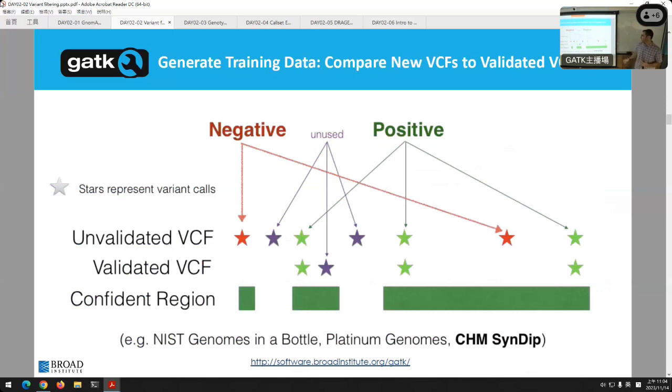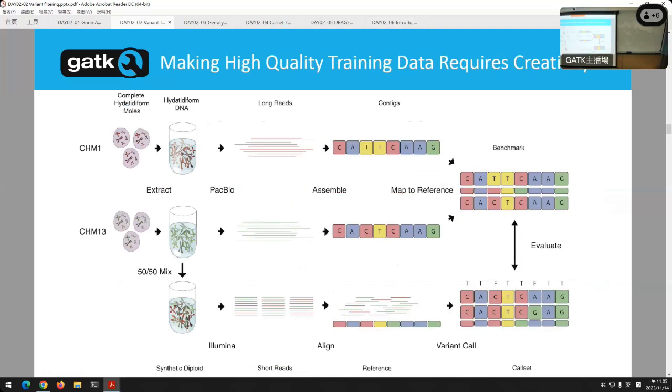Okay, I'm going to teach you the one on the bottom right. The SynDip, we call it synthetic diploid. SynDip is a synthetic, a fake diploid. I'll teach you about that one. So this is interesting. Okay, I cannot pronounce this word.